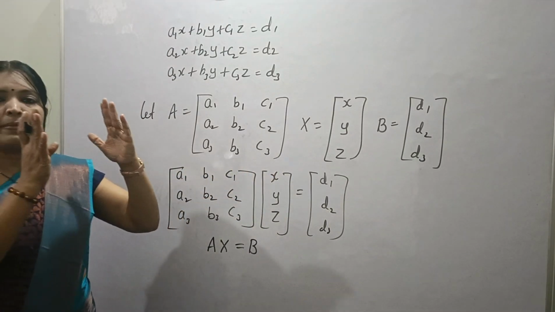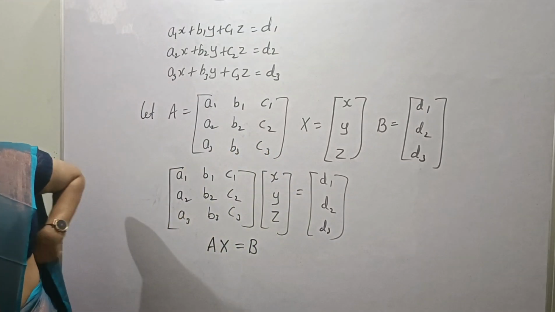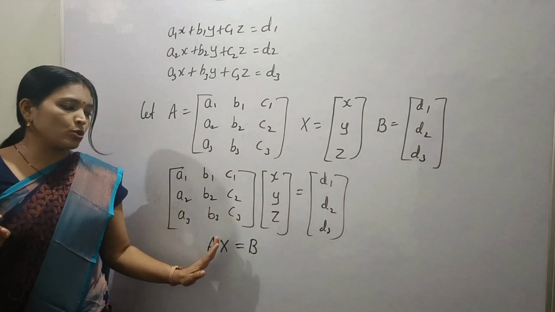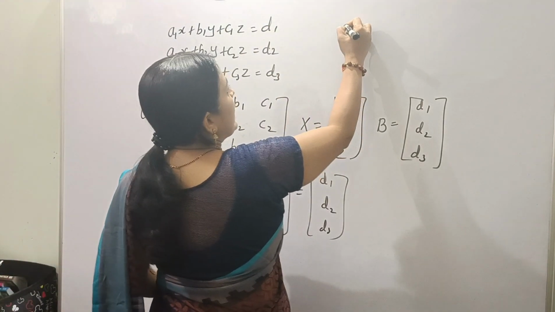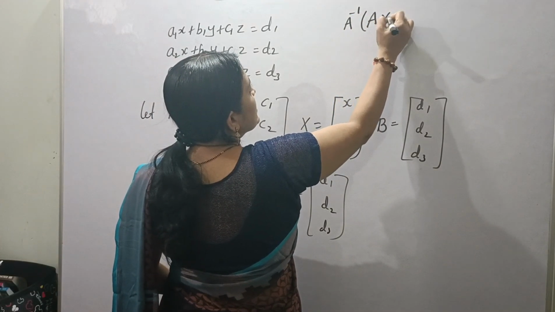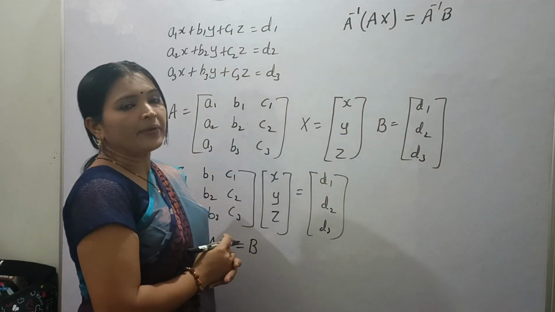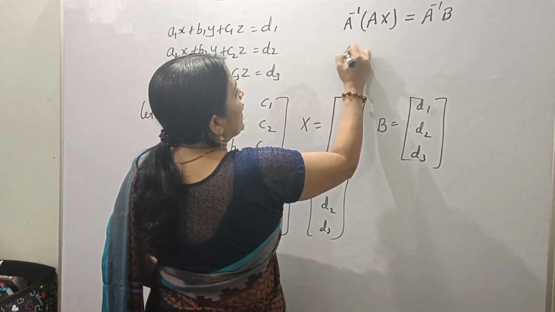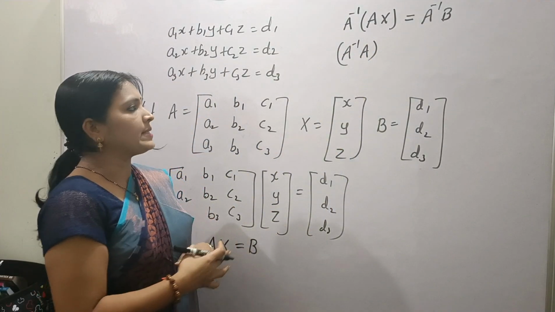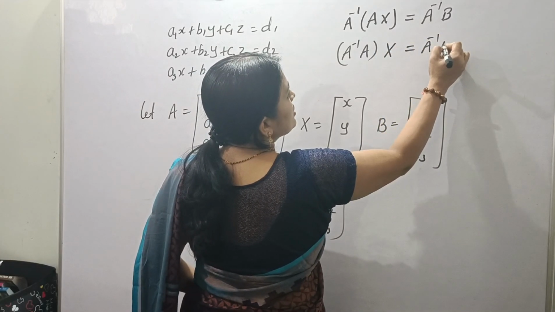That is nothing but matrix X. We have to find matrix X. See, for that, here we will multiply A inverse on both sides. Okay? Multiply A inverse on both sides. So it will be A inverse AX is equal to A inverse B. Then A inverse A, by properties of multiplication of matrices. So A inverse into A into X is equal to A inverse B.